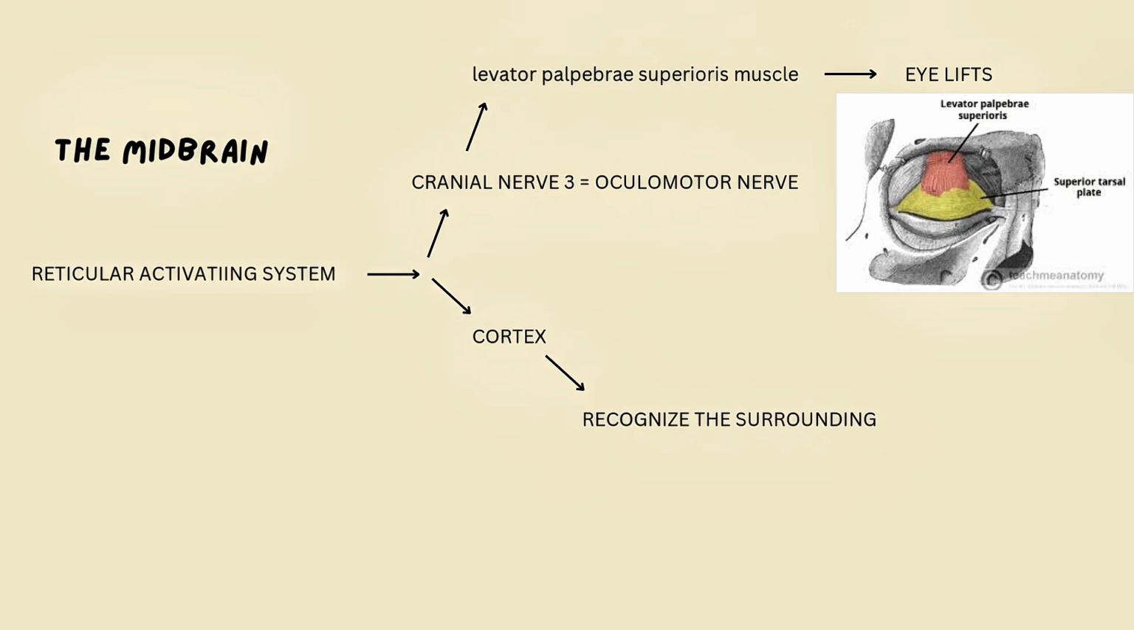Why this matters? Eye opening on GCS is not just about the eyes. It reflects the brainstem integrity, thalamic activation, and cortical function.